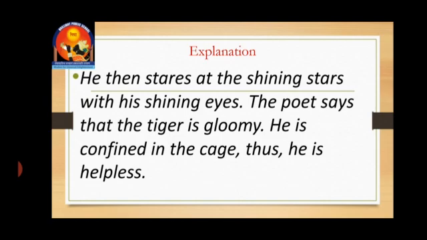So the tiger then stares at the shining stars which are visible to him from inside his cage, and he looks at those shining stars with his shining eyes. The poet says that the tiger is gloomy, the tiger is sad. Obviously, he has lost his freedom, and so he is sad. The tiger is confined in the cage, thus he is helpless. He cannot do anything about it.